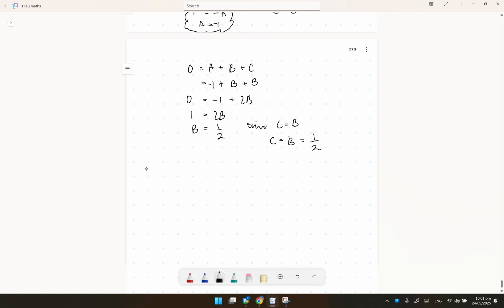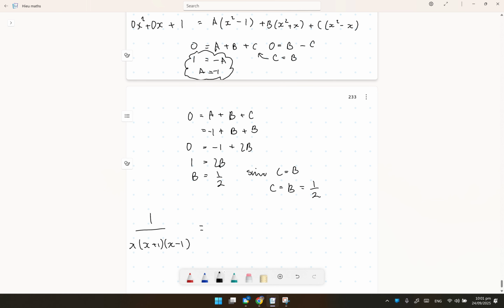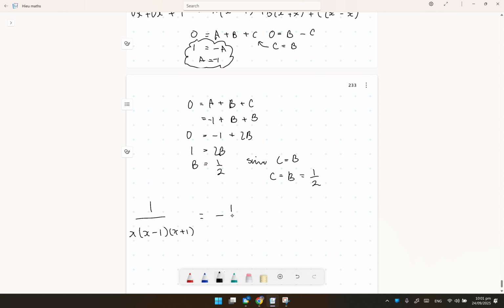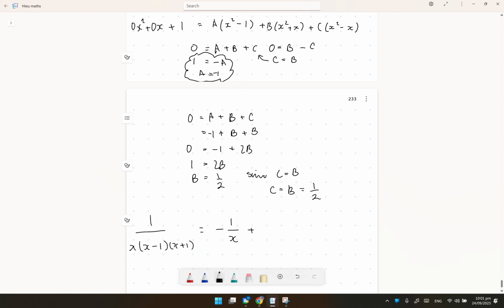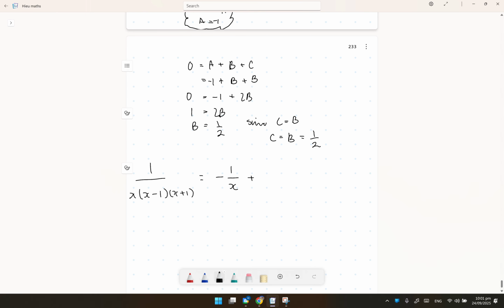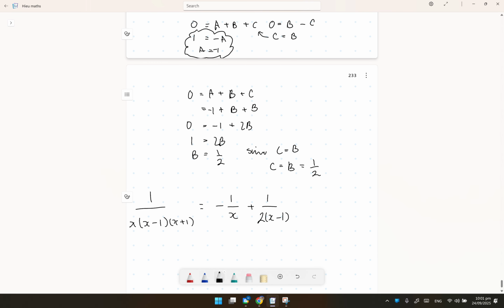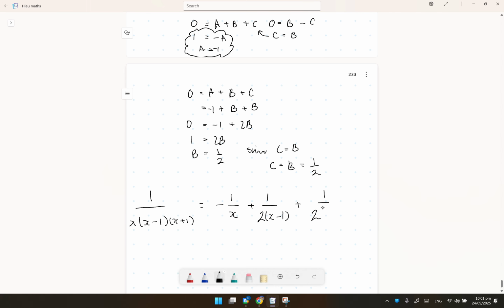So let's rewrite the equation 1 over x plus 1, x minus 1, equals a over x. I rewrote this in the wrong order, that's going to be unhelpful. So we have a over x. So a is minus 1, so we have minus 1 over x plus b. So what's b? B over x minus 1. So b is 1/2, so it's going to be 1 over 2 multiply x minus 1. And then c is also 1/2, so it's plus 1/2 x plus 1. And therefore, these are all the equations.